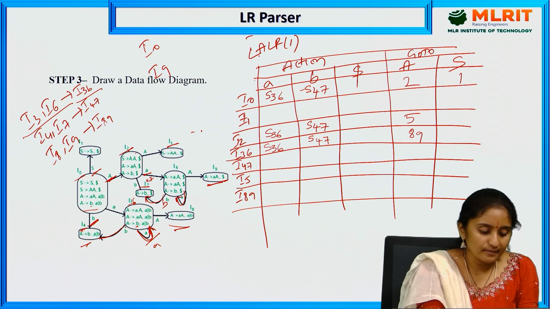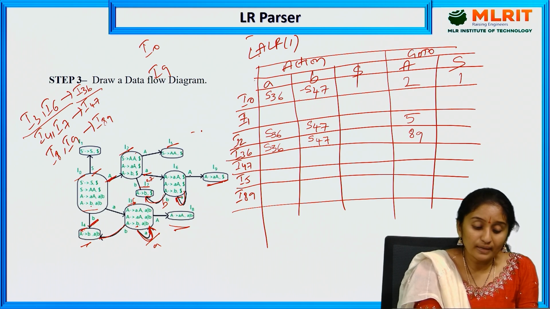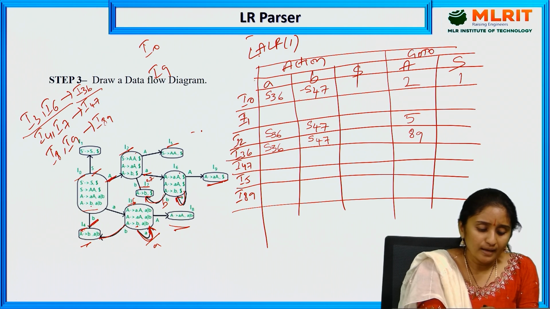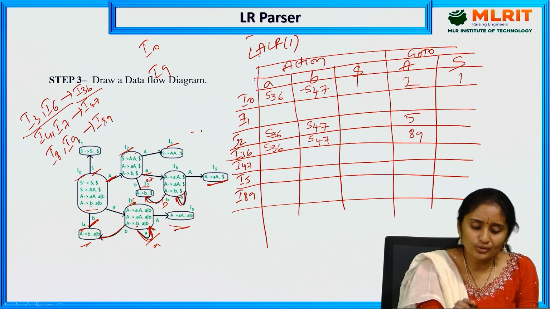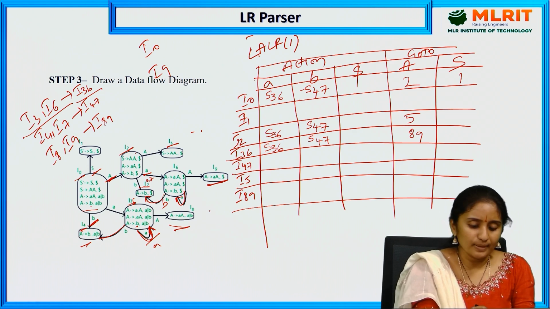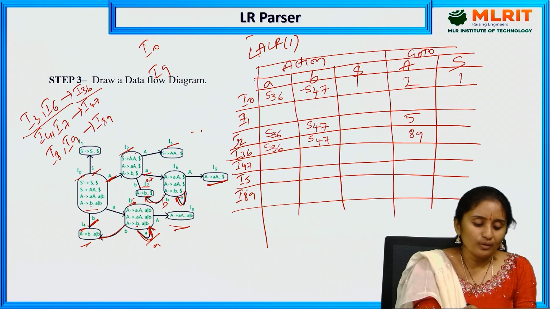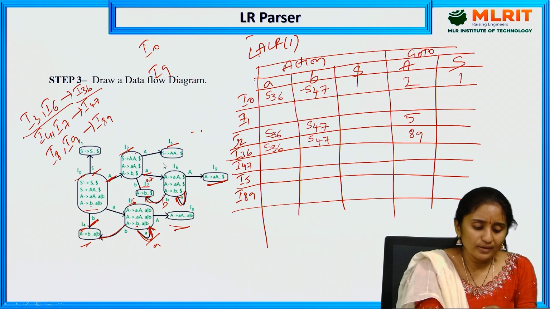I4 is done. I5 is done. Next I6. I36 on capital A is moving to I89. I36 on small b is moving to 47. On small a, it is moving to 36, a self loop. It is completed. Now find out I5. I5 is also completed.